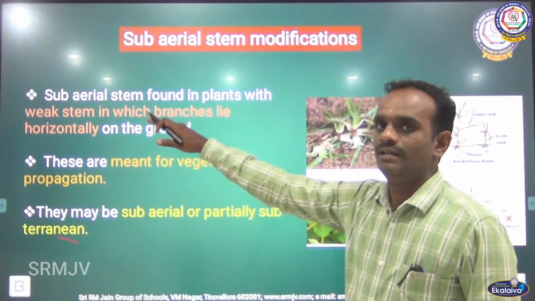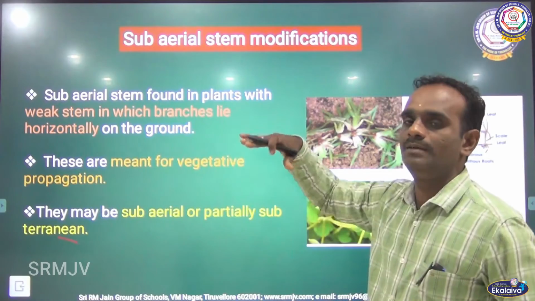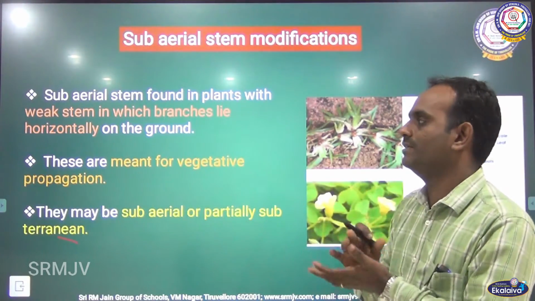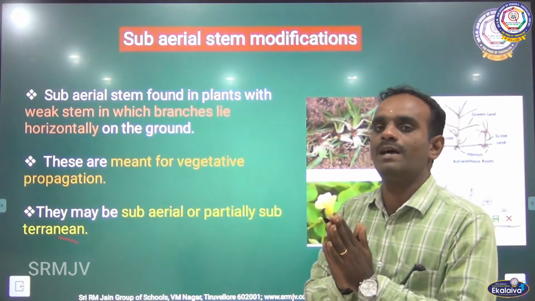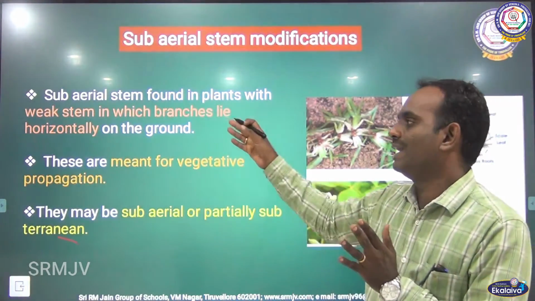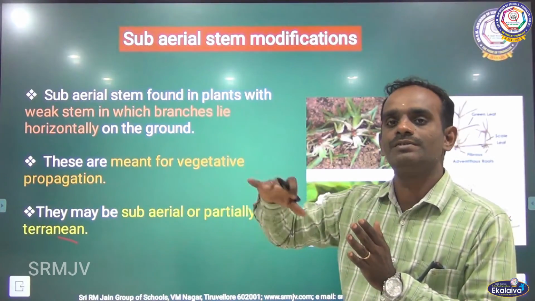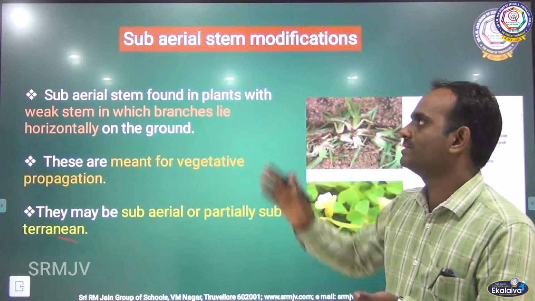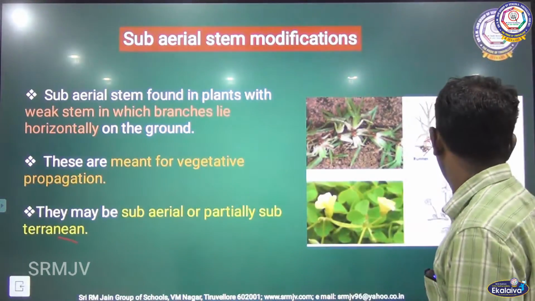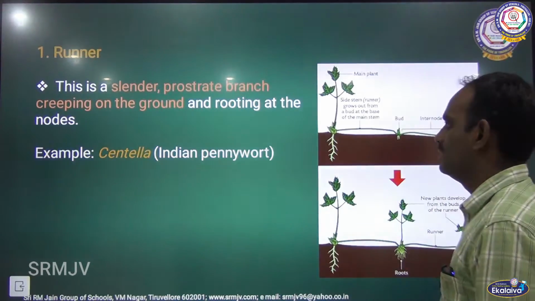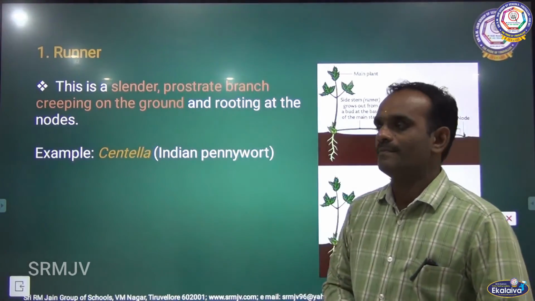So the subaerial stem is found in plants having weak stems. All the stems are very weak, and the stem bears branches. These branches lie horizontally on the ground. That is called a subaerial stem modification. In this, first we will see the runner.